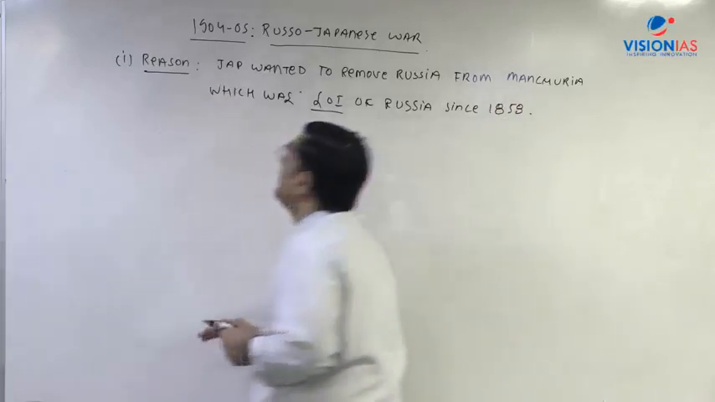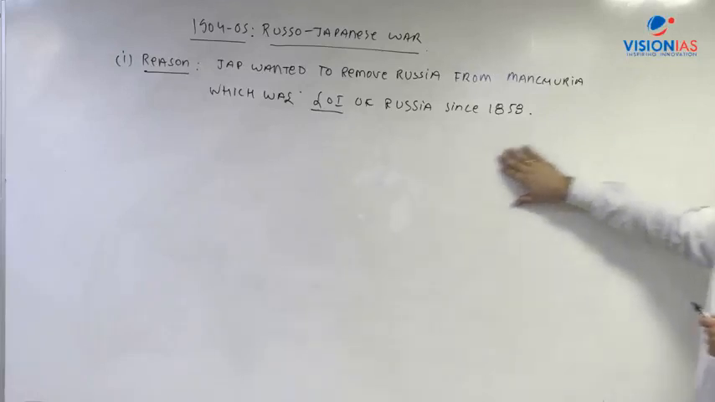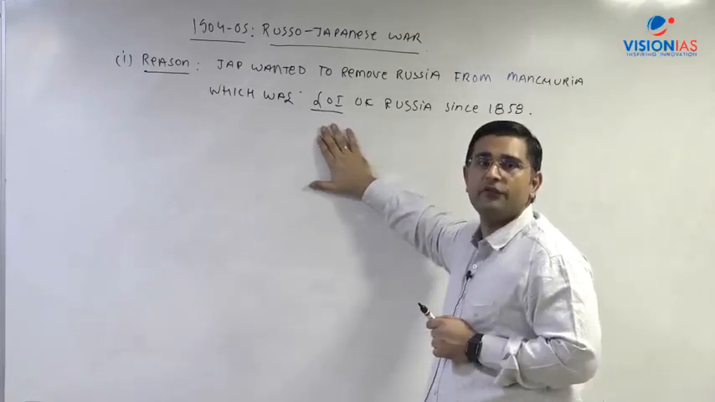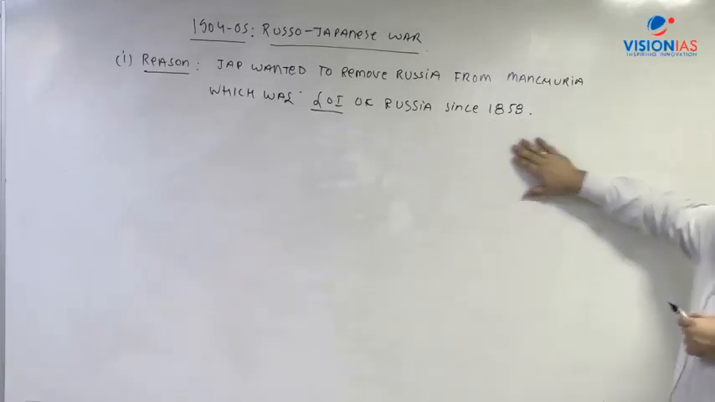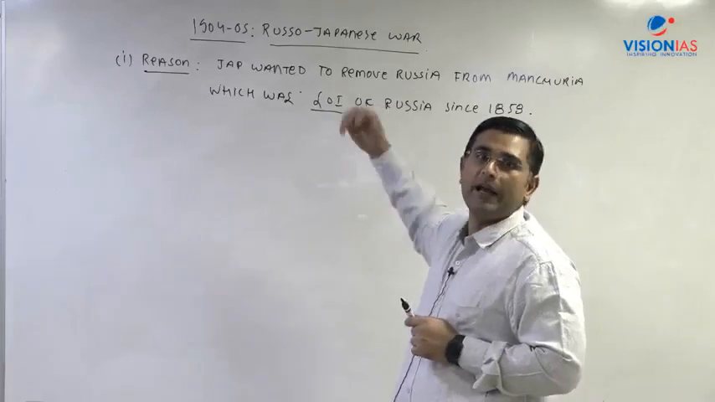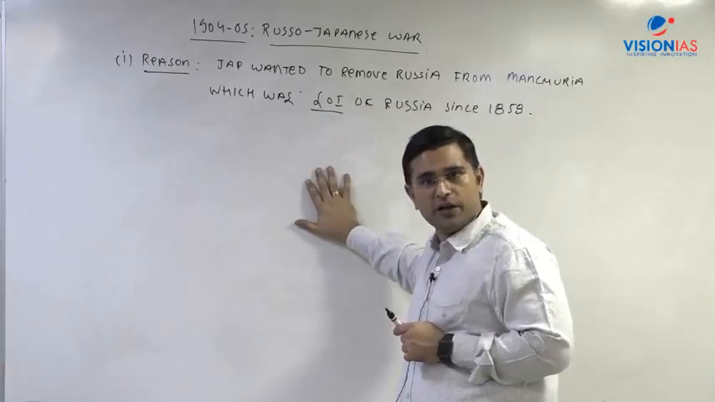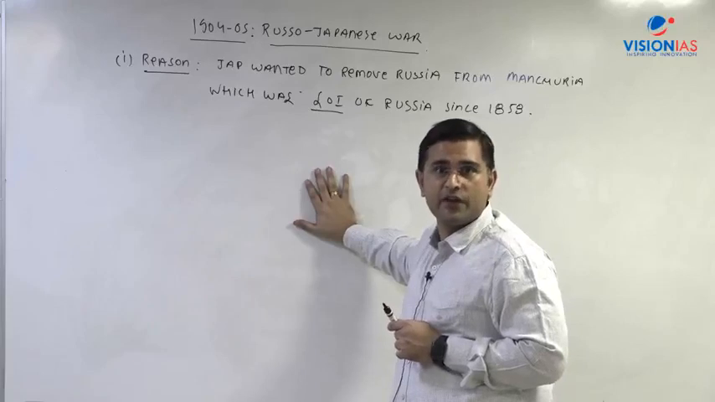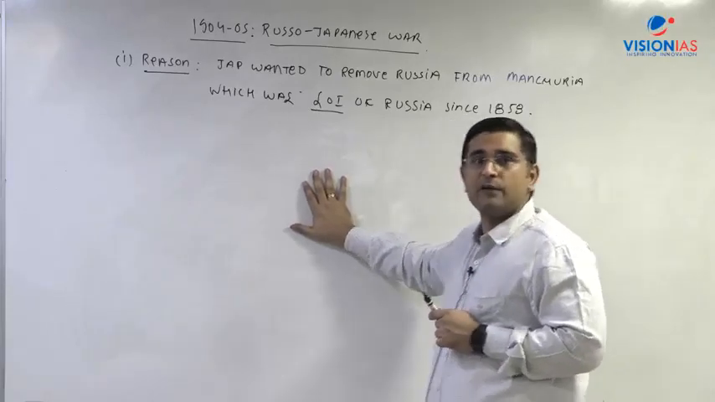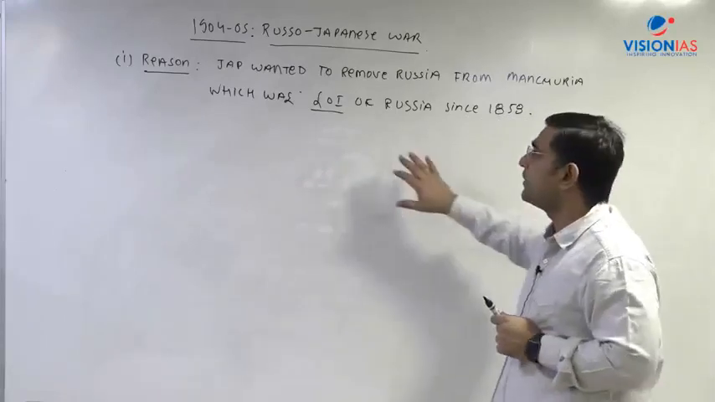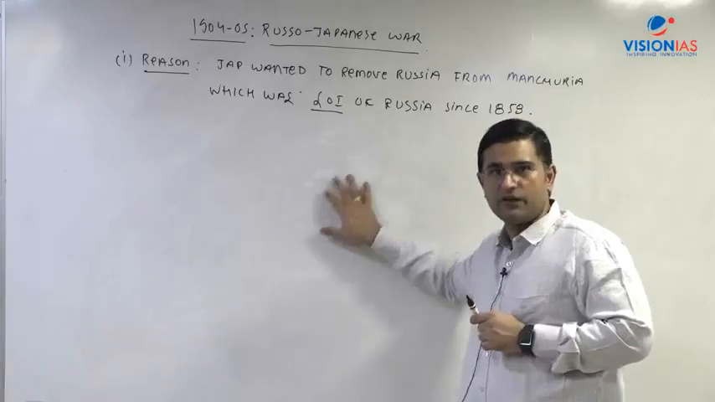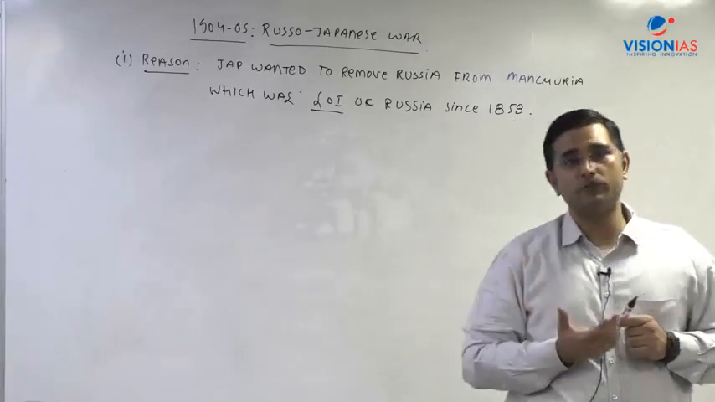So what is the reason? Reason is Japan wanted to remove Russia from Manchuria. Manchuria, which was the sphere of influence, SOI is sphere of influence, of Russia since 1858. So remember, in 1858, Russia took over territory above River Amur, and after that, it established a naval base in Port Arthur, converted Manchuria into its sphere of influence, and therefore was able to use the coal of Manchuria. So therefore, Japan wanted the resources of Manchuria, and for that, it wants to get rid of Russia from Manchuria. That is, it wants to get rid of Russia from Port Arthur, from Liaotung Peninsula. So this is the reason.